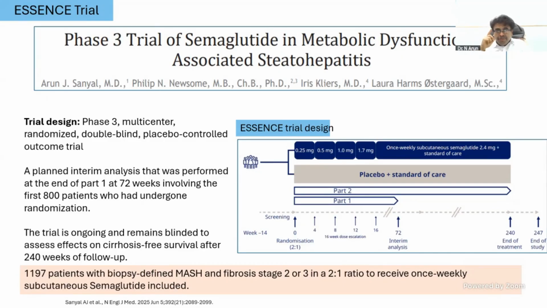So what they saw was that fibrosis improved without worsening of MASH, and MASH improved without worsening of fibrosis. This is the basic thing we should not forget, along with all the major cascades. For example, what are the things you need to see in this ESSENCE trial?